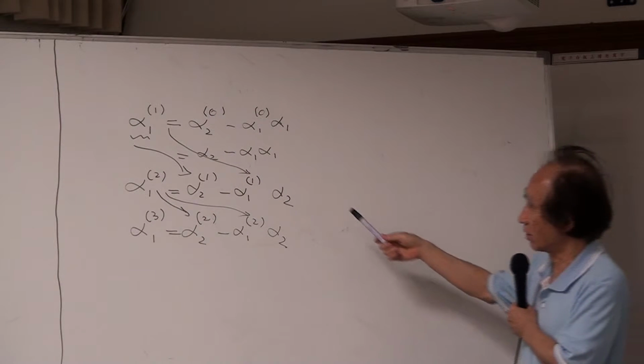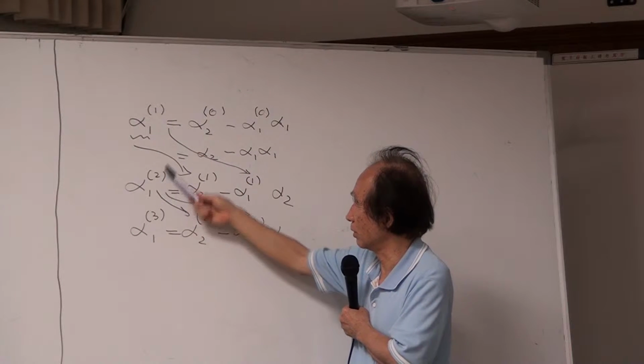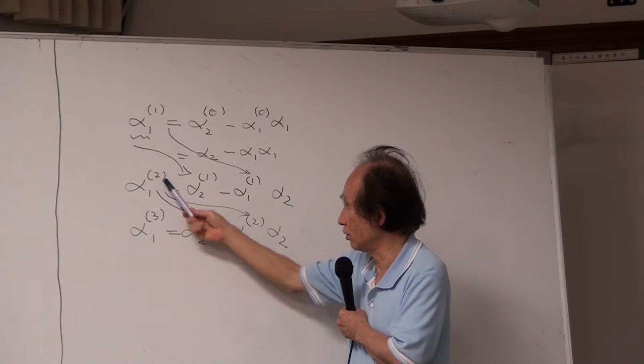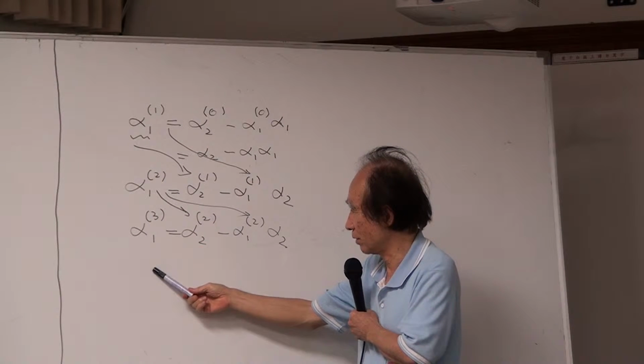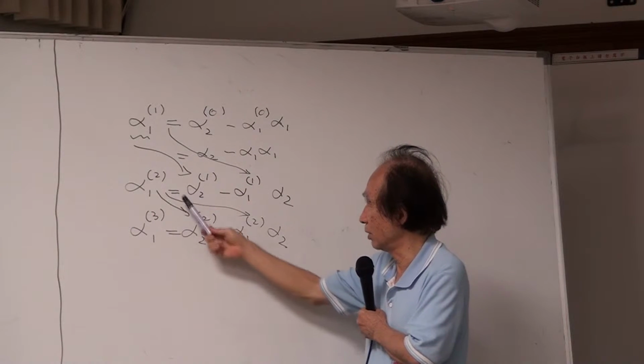Any questions? Simple questions. So this is what we call recursive. Recursive means I can do one, then I can compute two, because that comes from one. I have two, then I can compute three. I can compute four, I can compute five, I can compute six, because I just need the previous one.